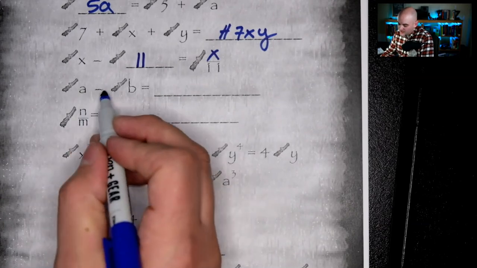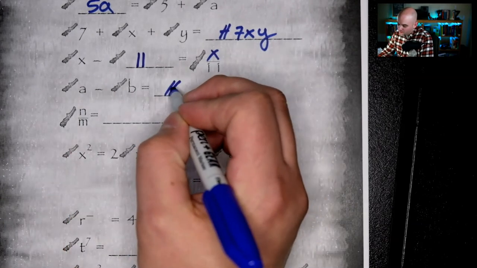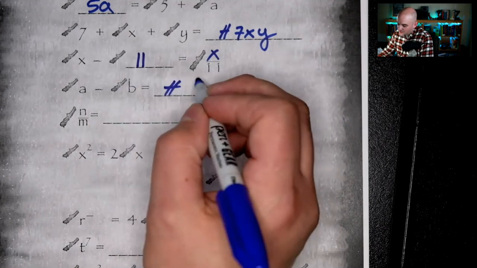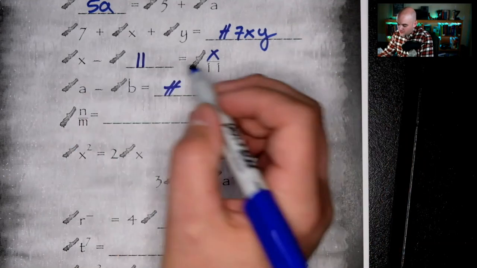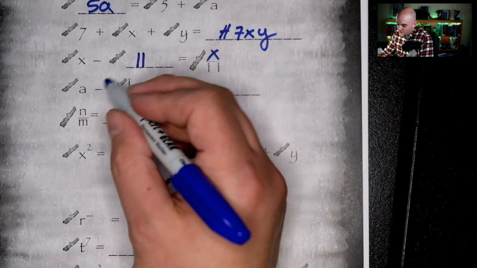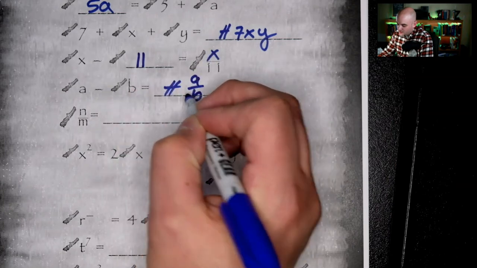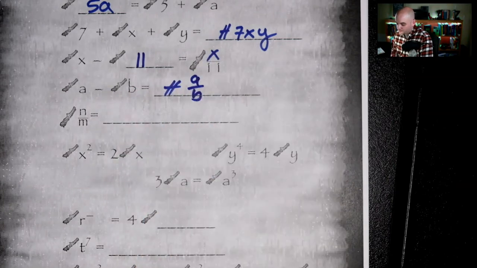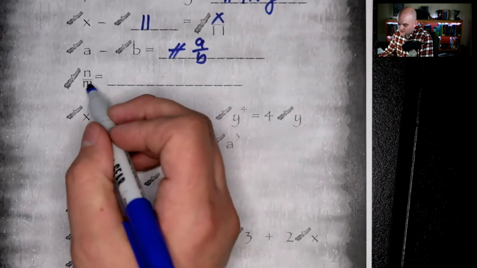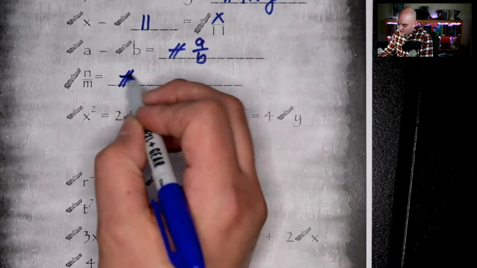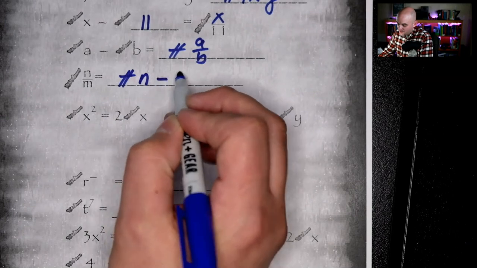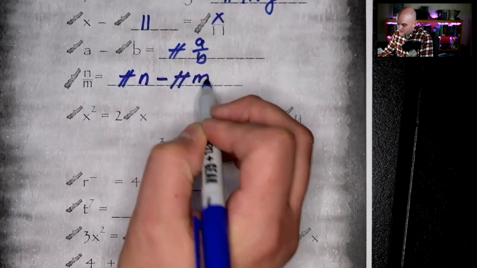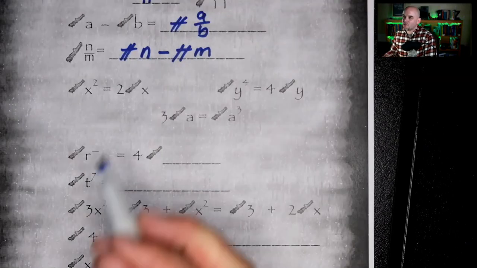Then we've got the bacon A minus bacon B. That can be condensed to saying, you know what, we've got two bacons here, we can make this one bacon and just turn that into a fraction of A over B. The bacon of n over m can be rewritten as the bacon of n minus the bacon of m. And then we've got this right here.